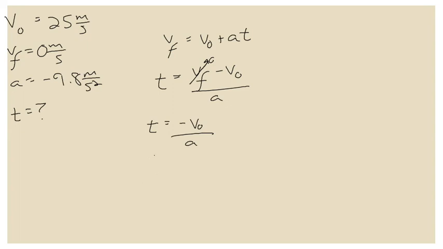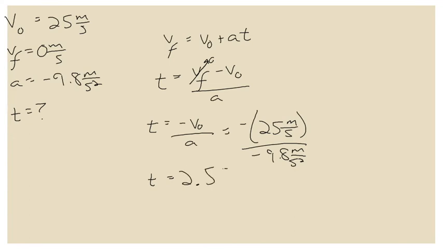And so plugging that in here, and I'm just going to do this here because I'm running out of room, that gives us negative 25 meters per second over negative 9.8 meters per second squared. Now notice here, the key advantage to that is, of course, the negative divided by the negative is going to give you a positive number, and 25 over 9.8 is 2.55 seconds, which we'll call 2.6 to 2 sig figs.